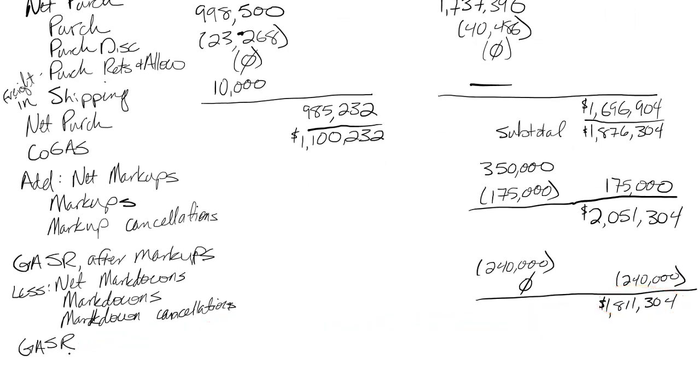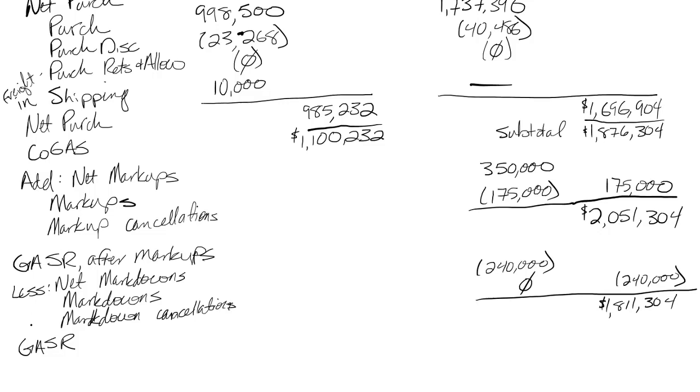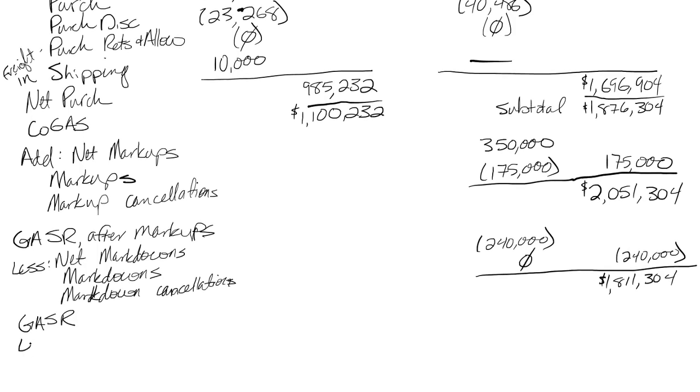Make a note, highlight it, circle it. This is the retail equivalent of cost of goods available for sale. Now I'm not done yet. I need to make one more calculation, and that is I'm going to subtract out net sales. This is going to be sales minus discounts minus returns.